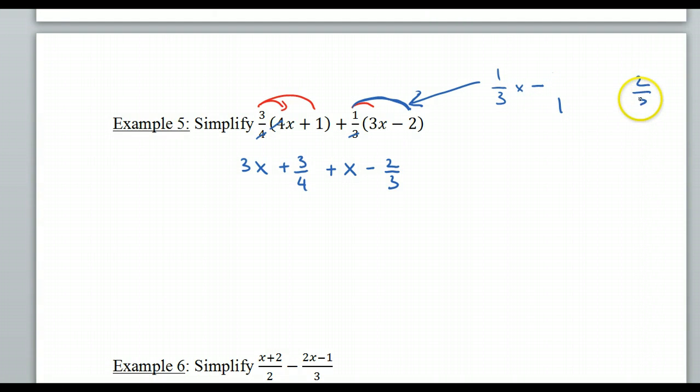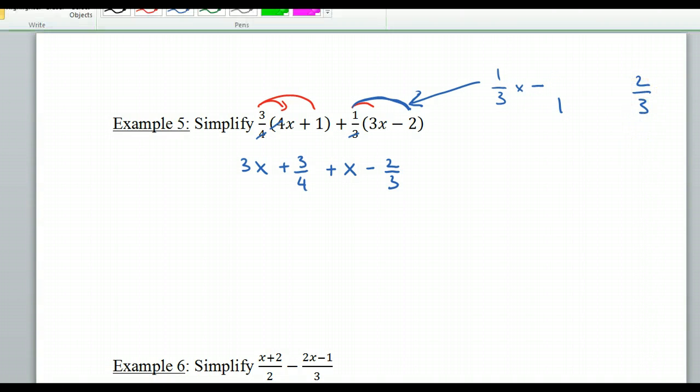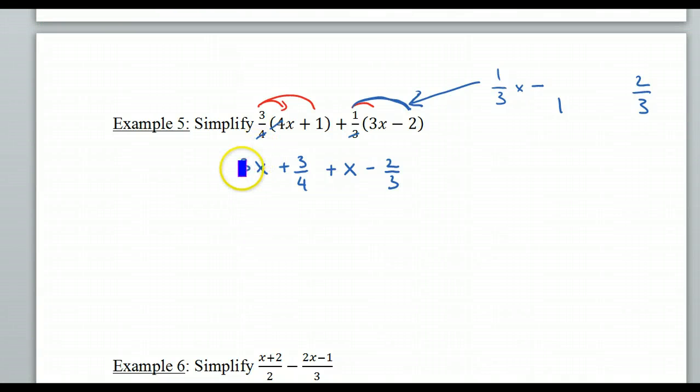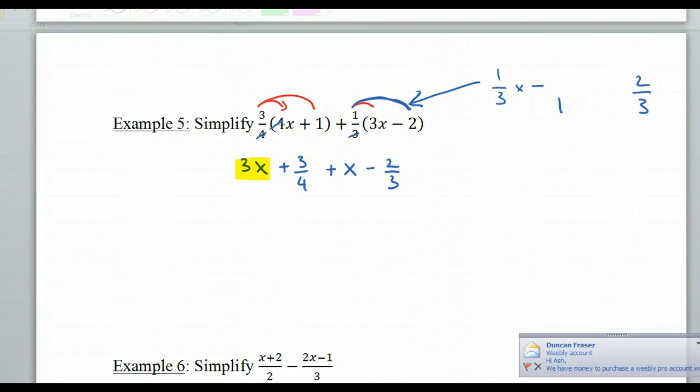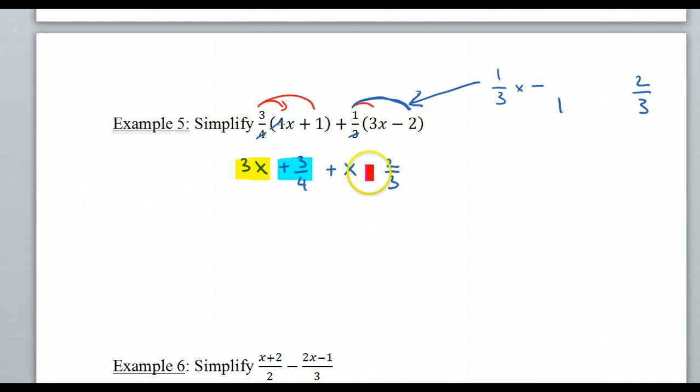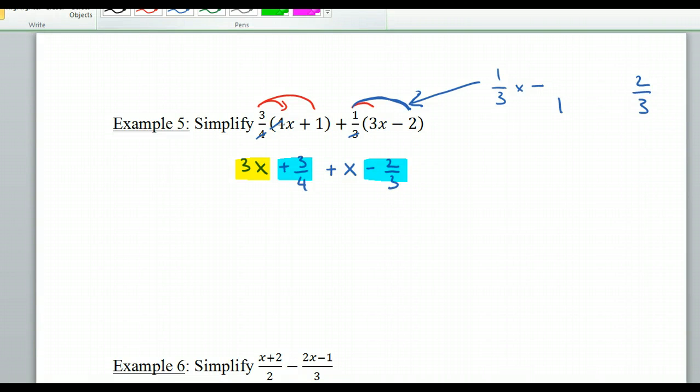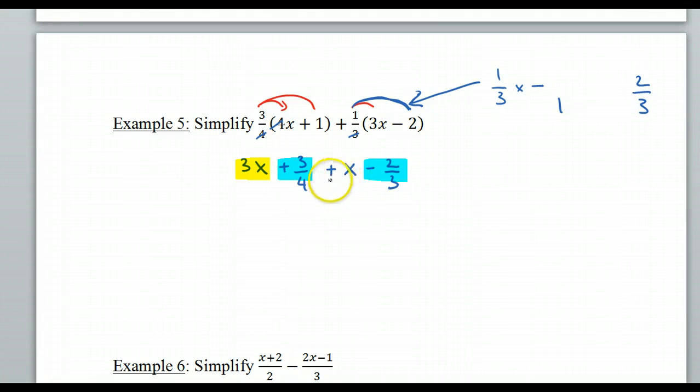Now I have to collect my like terms. So I have some x's here and some x's here, and I have 3/4 here and negative 2/3 over here. So let's go ahead and add all that up. So 3x plus x is 4x. And I have 3/4 minus 2/3.